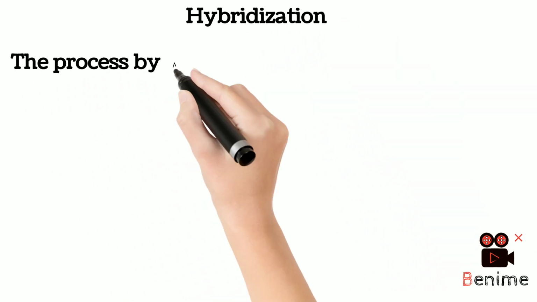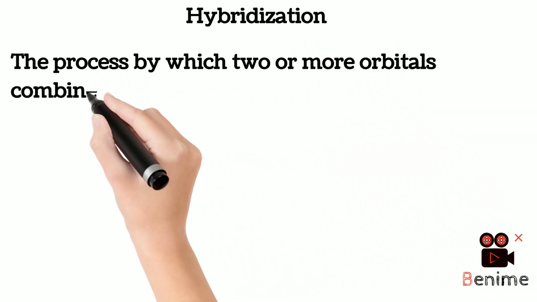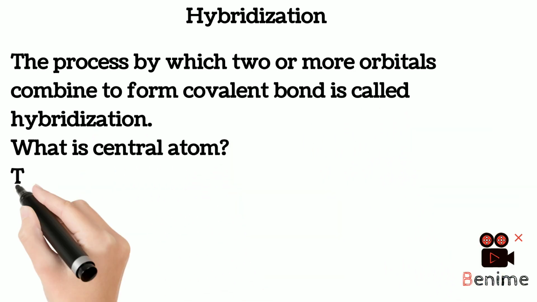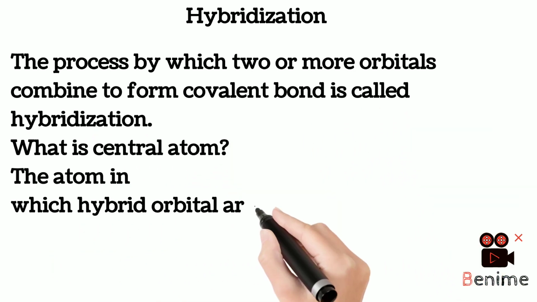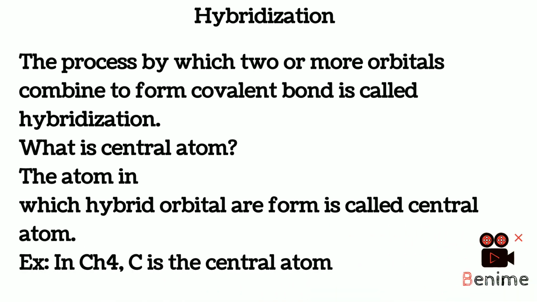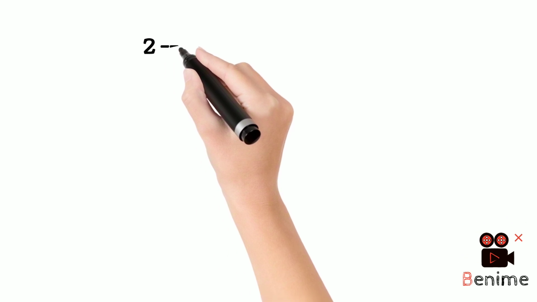Hybridization. The process by which two or more orbitals combine to form a covalent bond is called hybridization. What is a central atom? The atom in which the hybrid orbitals form is called the central atom. Example: in CH4, C is the central atom. Now let's learn about hybrid orbitals.